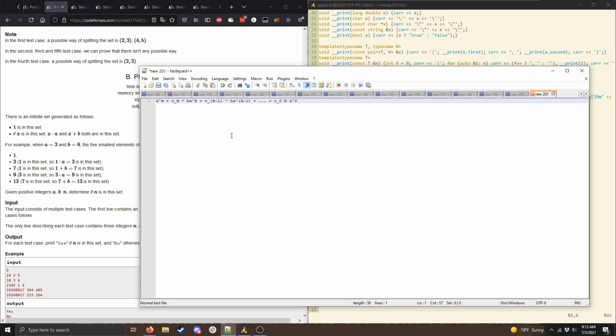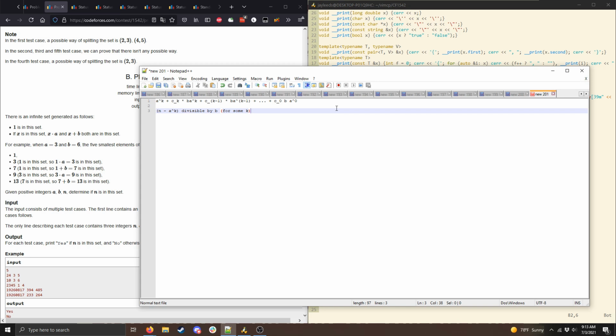And so then the key observation is that all of these terms except a to the k are divisible by b. And so that means that in order for n to be expressible in this form, we're going to need n minus a to the k to be divisible by b for some k. And so that's a necessary condition that we get as a result of this form.